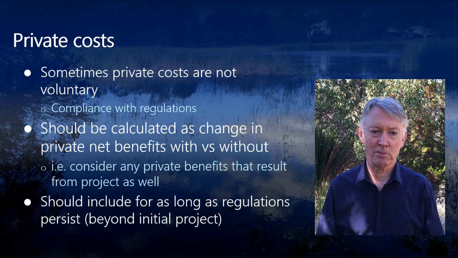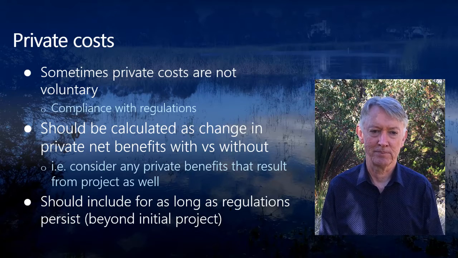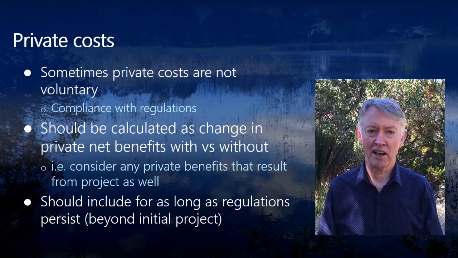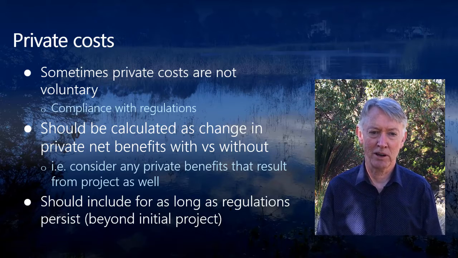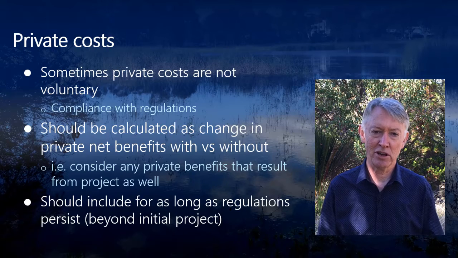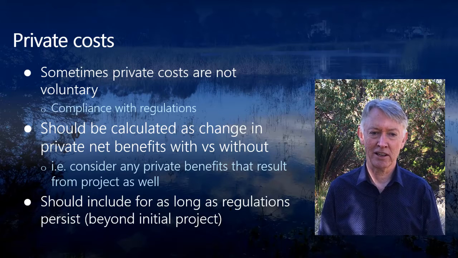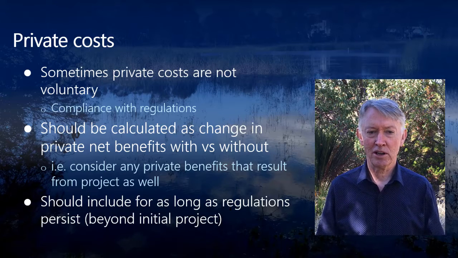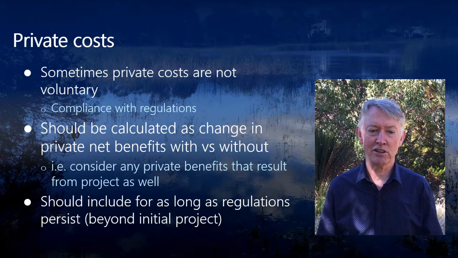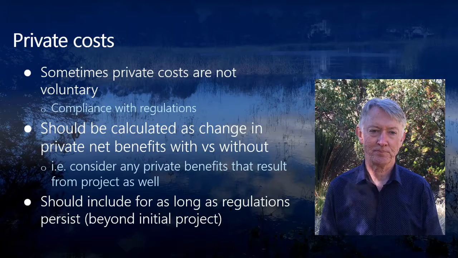In this case, it could be that people are having to comply with a regulation that's put in place by the project or the policy that we're evaluating. This should be calculated as the change in the private net benefit with versus without the project. And this should consider any private benefits that result from the project as well, not just the costs. If there are benefits, they need to be factored in. And we should include this in the calculations for as long as the regulations persist beyond the initial project phase.